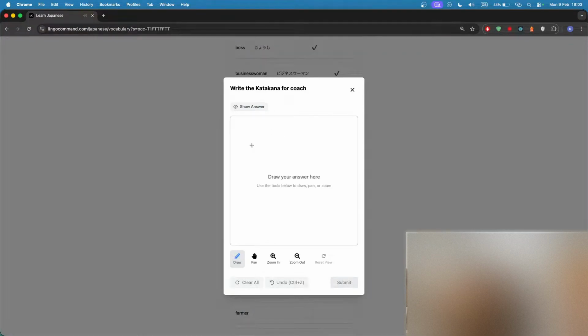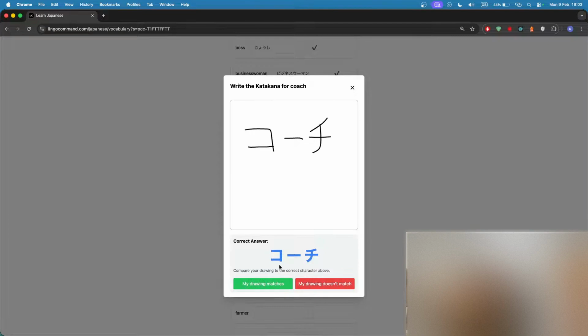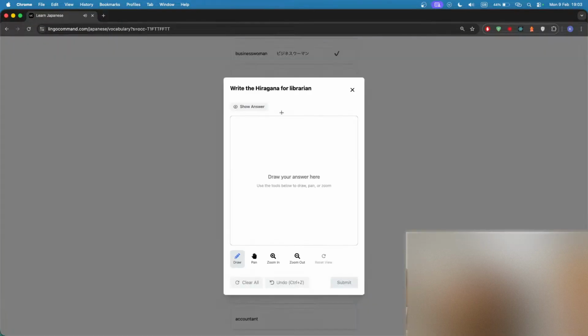Okay, so coach is this. This is ko. We extend the vowel sound and then we write chi. Simple enough. Kochi. Librarian is toshokanin.